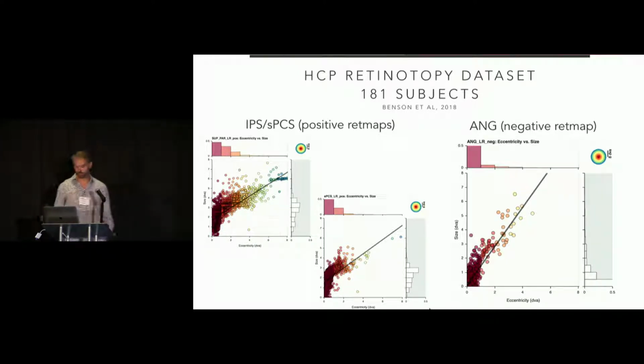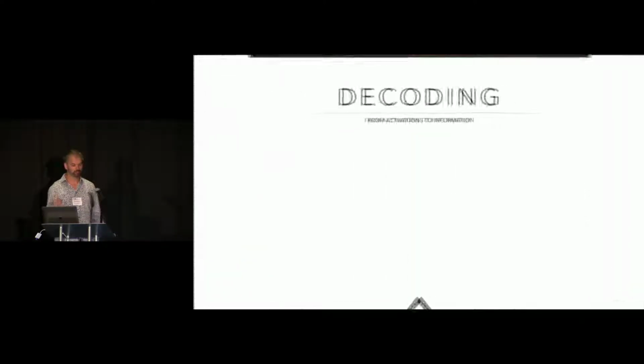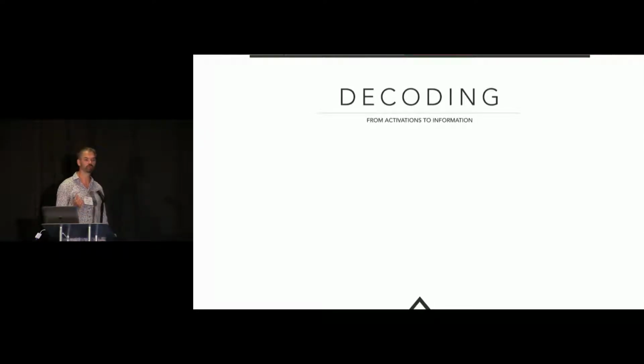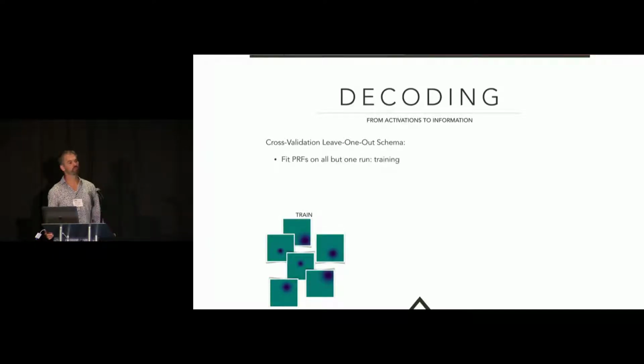I want to now segue back into our own data set and then perform a decoding analysis. If these localized deactivational responses are functional, then a region of interest, a field map, should represent visual space. And by performing this decoding analysis, we can actually verify whether that's the case. So we're going to do some cross-validated leave-one-out analysis where we fit PRFs on all but one run.